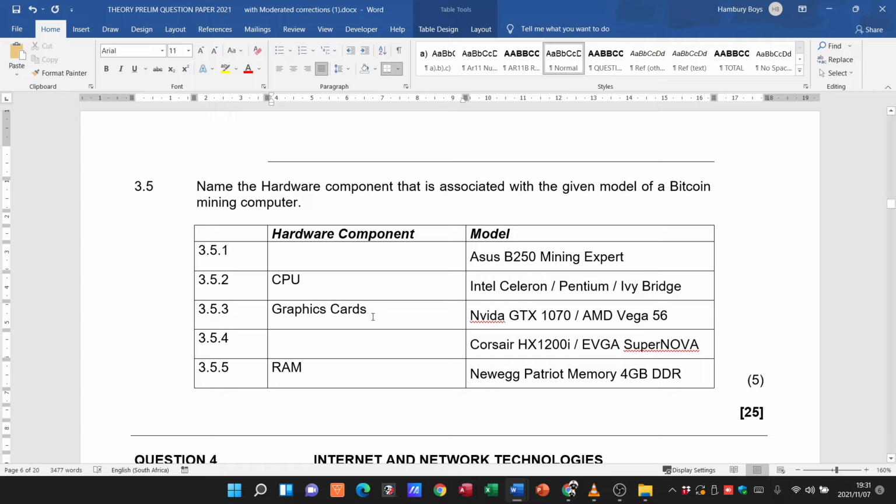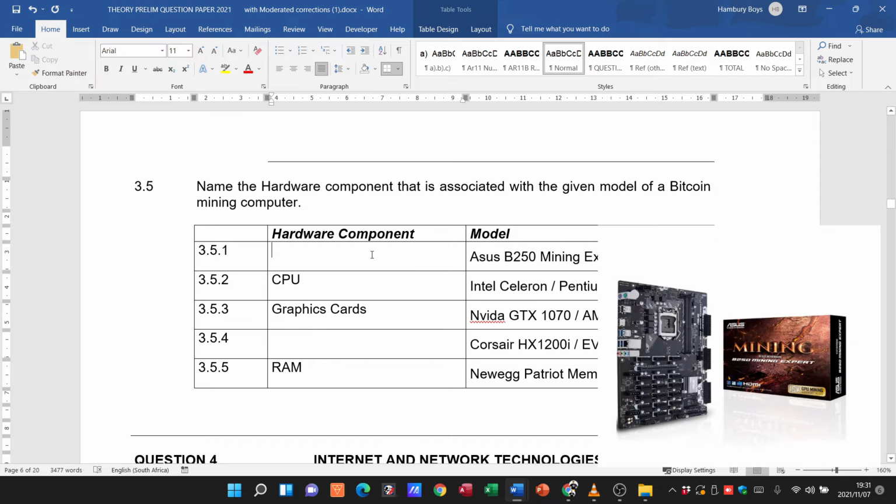Okay, so now if I look at a normal computer, and I've got my CPU, I've got my graphics card, I've got my RAM. The RAM and the graphics card and the CPU, where are they plugging into? They're all plugging into the motherboard. So which of these relates to a motherboard? This one over here, this model, the Asus B250, this is an example of a motherboard.